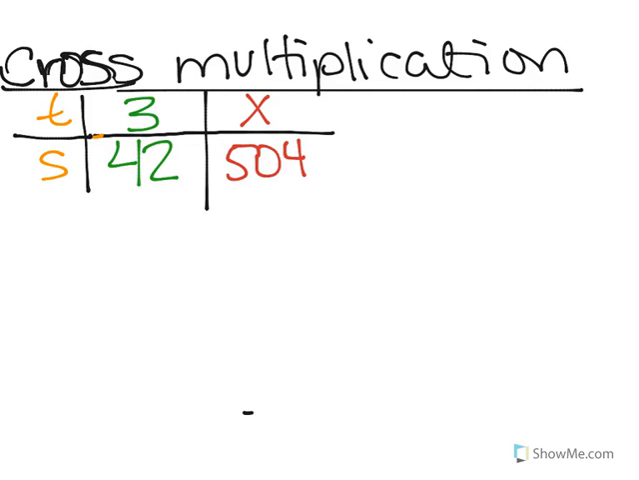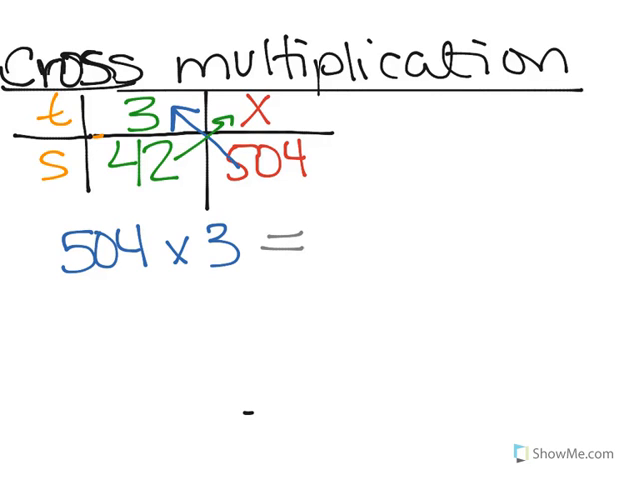Okay, so cross multiplication, we write 504 times 3, and we set it equal to, because if you remember right, the proportions are equal, so we're setting it equal to 42 times x, okay, and that's setting up cross multiplication.